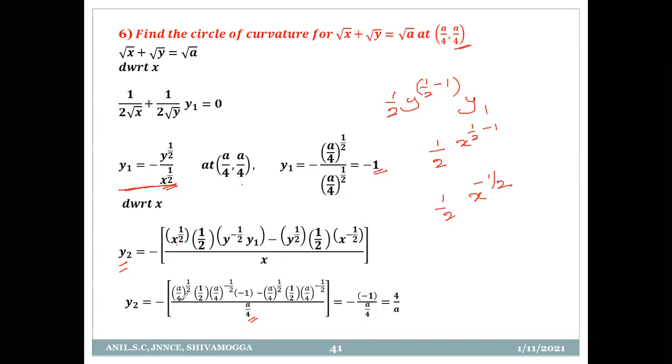Here a by 4 whole power 1 by 2 will get cancelled with this a by 4 whole power minus 1 by 2. Similarly, here also a by 4 whole power 1 by 2 will get cancelled with this a by 4 whole power minus 1 by 2. What is left here? y2 is equal to minus, 1 by 2 into minus 1 is minus 1 by 2, minus 1 by 2. This is divided by a by 4.